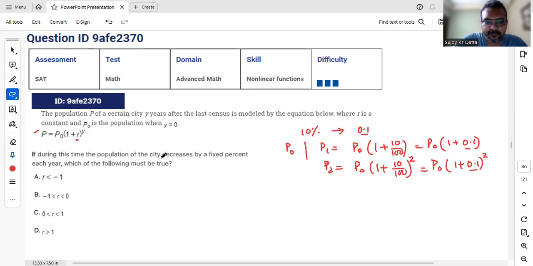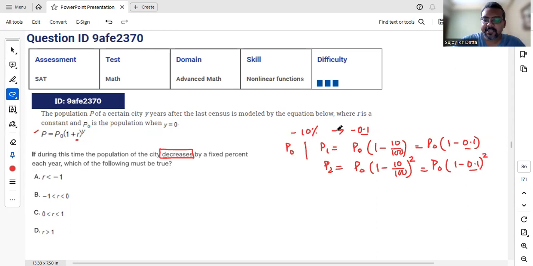Now here it is saying that the population decreases by a fixed percent. So if it is decreasing, that's minus 10%, so it would be minus 0.1. That means here, instead of writing plus, the only change that we will do is put a minus sign. So now the r becomes minus 0.1, minus 0.2, minus 0.3 like that, depending on what percentage you are going to put.